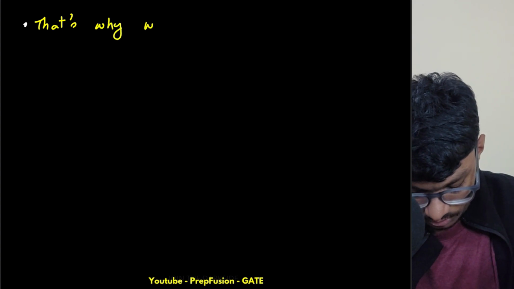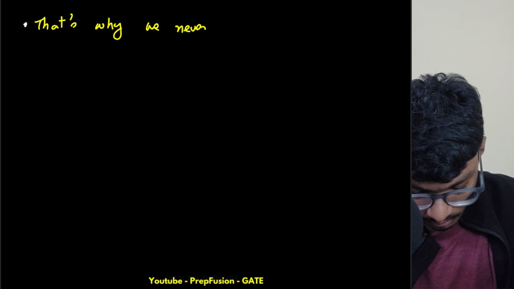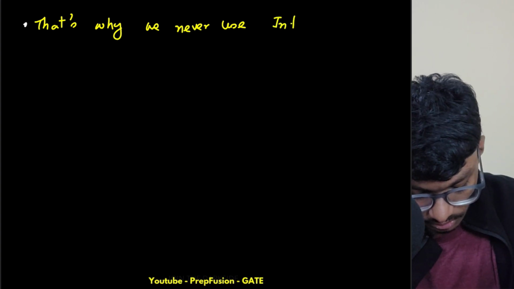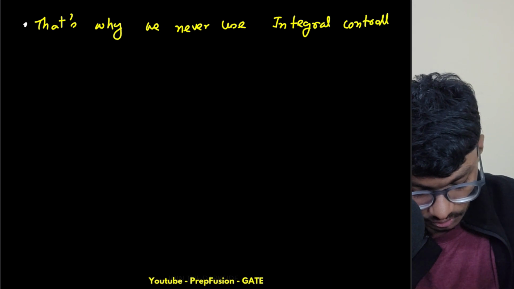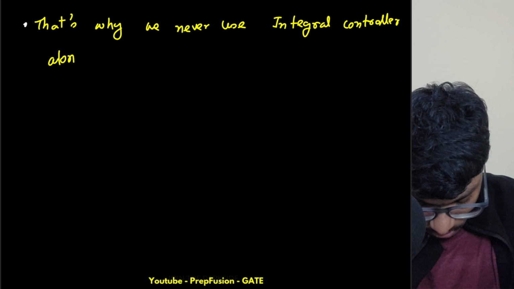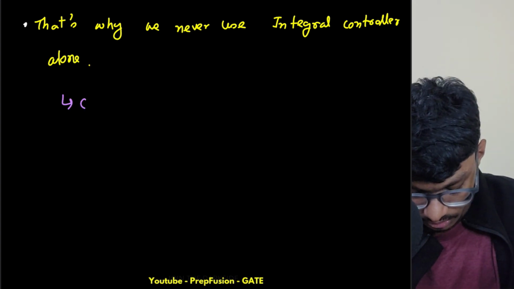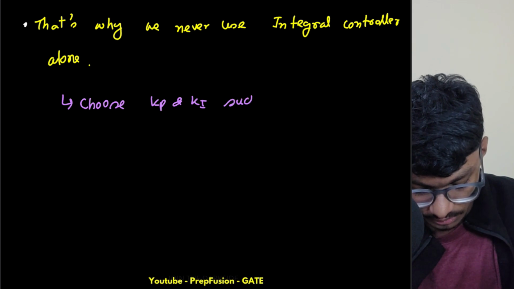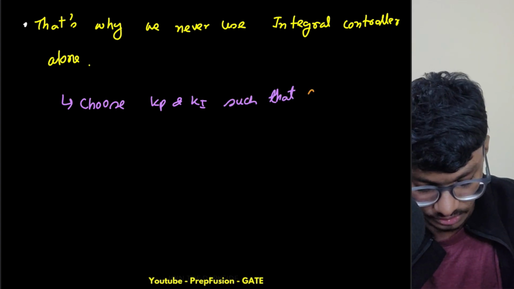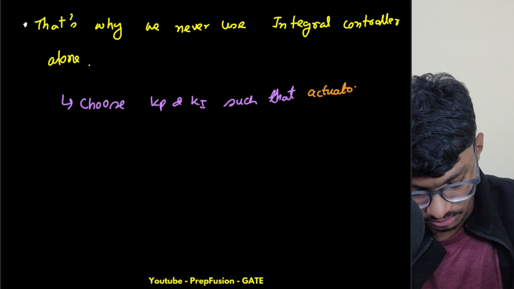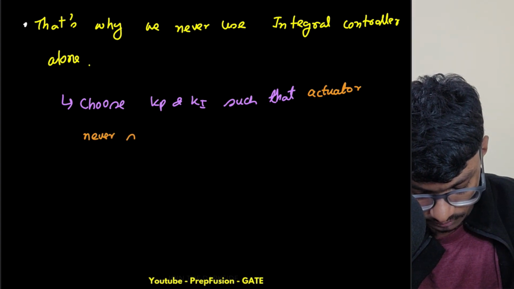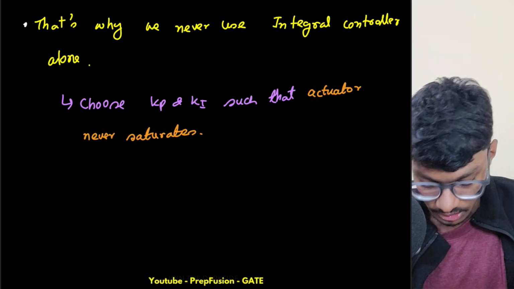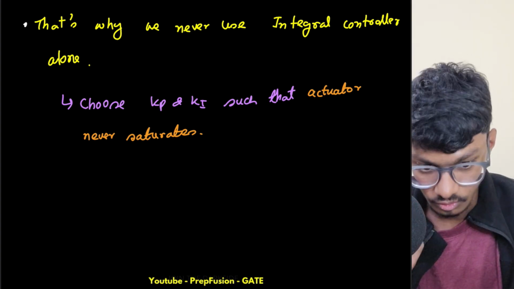That's why we never use the integral controller alone. If I choose Kp and Ki such that the actuator never saturates, okay, so this is the thing. This is about why we don't use the integral controller alone, we use the proportional integral controller.